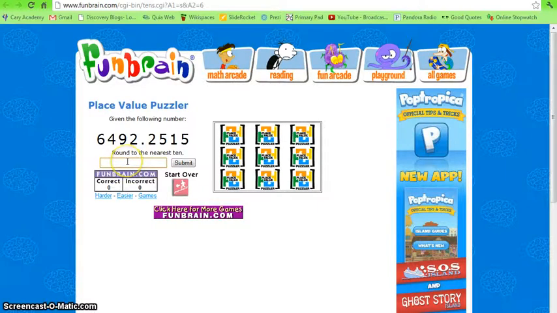So right now it says round to the nearest 10. So in this case, the 10 is the 9. We look to the right of the 9 and we see a 2. Is this 2 more or less than 5? If it is more than 5, then we make the 9 a 0 and add a 1 to the 4. And if it's less than 5, we keep it the same.